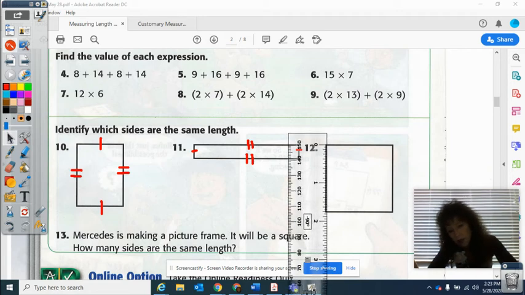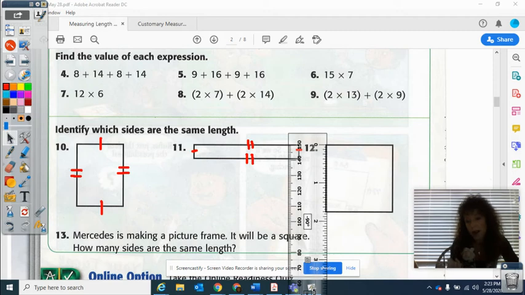Yeah, so by measuring, it looks like it's probably a square. It looks like all of them are the same. Sometimes you can tell with your eyes. Sometimes it's hard to tell, so it's kind of nice to just measure to be sure. So this side is congruent.